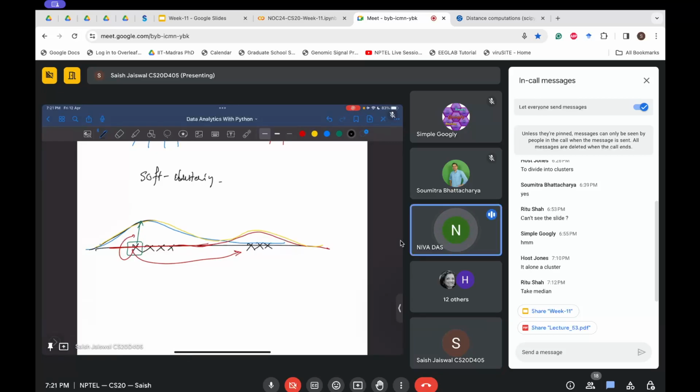Can it be called fuzzy clustering? Fuzzy clustering, yeah, kind of, it's a fuzzy way of doing it. But I'm not sure if this term is used. Hard clustering and soft clustering are the technical terms used for naming these clustering methods. So Gaussian mixture modeling does soft clustering, whereas k-means clustering is a hard clustering method.